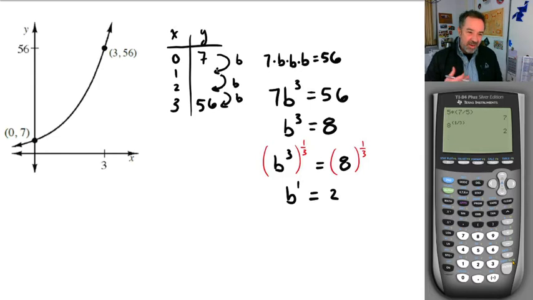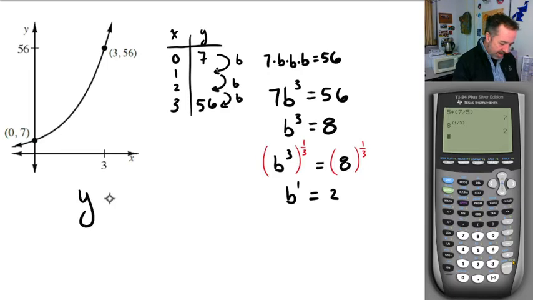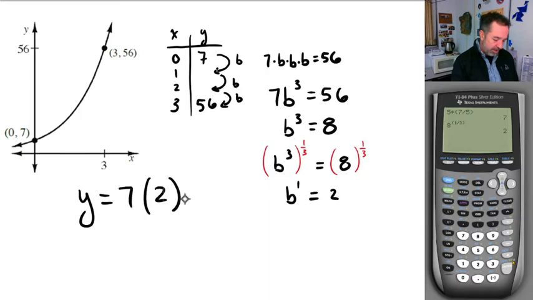So I can say here, I think I safely know what this equation is. I believe it is y is equal to 7, because that's my 0th term. I believe that I'm multiplying by 2 a bunch of times and then raised to the x power. Now, I'm confident that that works for right now, because if I plug 0 in, 7 times 2 to the 0 does give me 7.